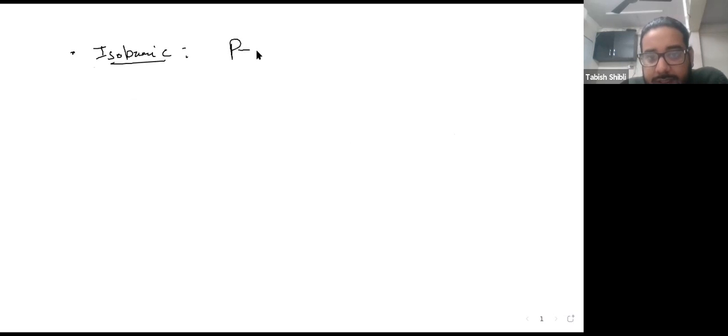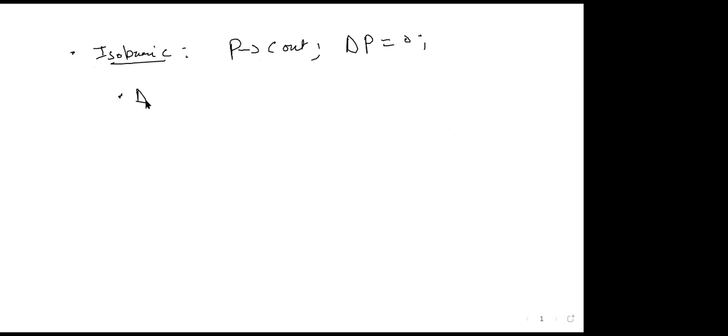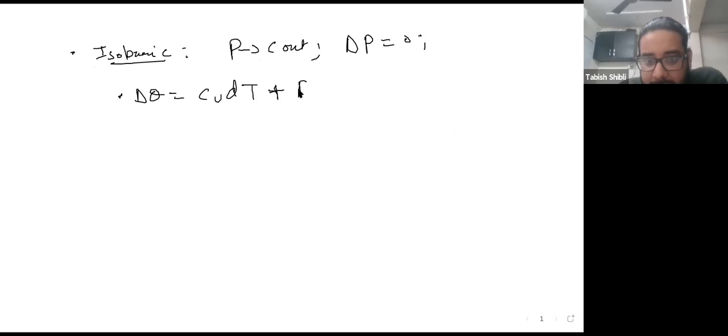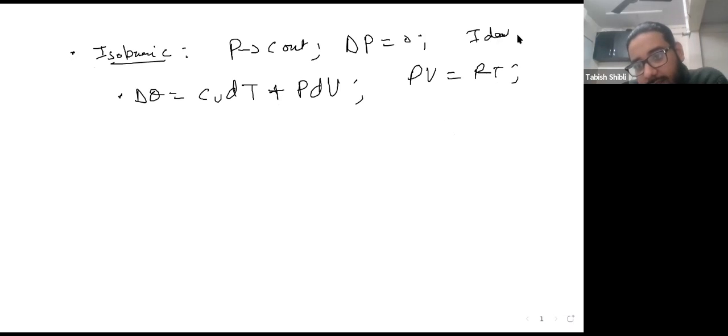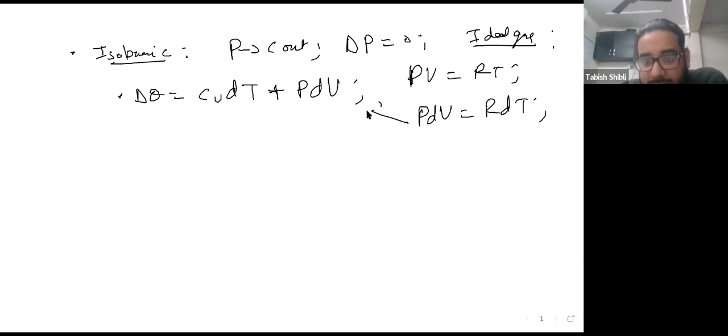Isobaric. What do you have? You have pressure, which is a constant, so delta P is equal to zero. Again, delta Q is equal to Cv dT plus PdV, correct? My pressure is a constant. What relation do we have? We have PV is equal to RT because we're talking about an ideal gas. Always talk about an ideal gas. So PdV is just equal to R dT, correct? So just put it here.